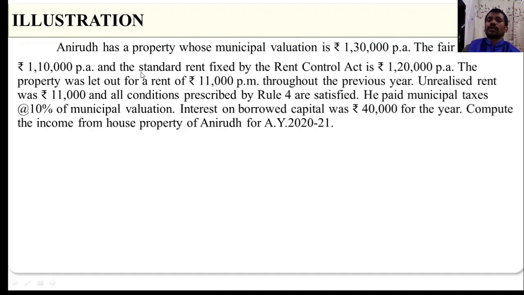But standard rent fixed by the Rent Control Act is 1,20,000. First, we compare the municipal value and fair rent. Okay, the higher amount has to be finalized and then compared with the standard rent. Higher amount is 1,30,000. We compare with the standard rent. The lesser amount has to be taken as expected rent. The lesser amount is 1,20,000. This is the expected rent.